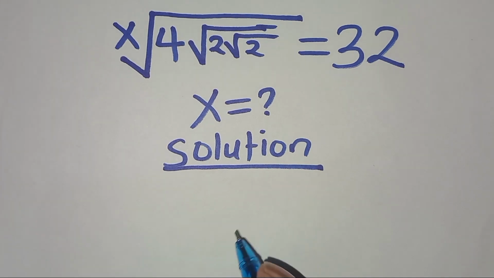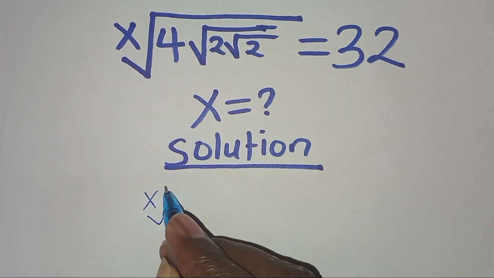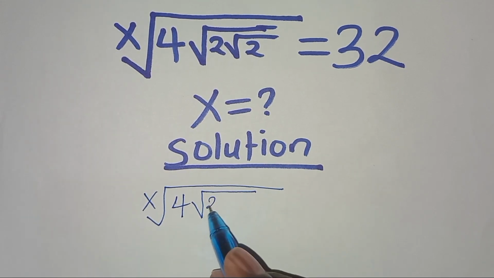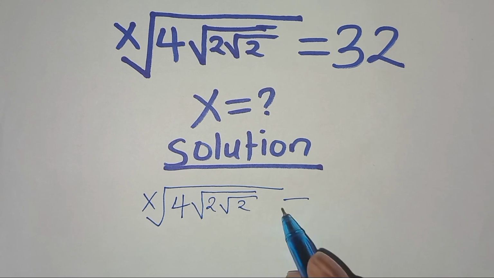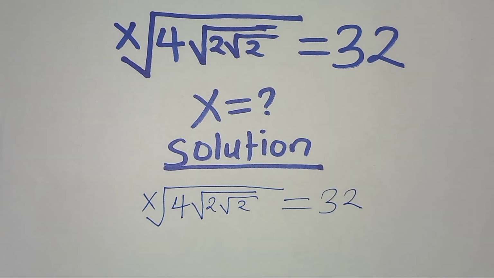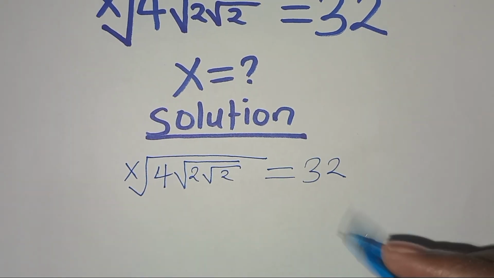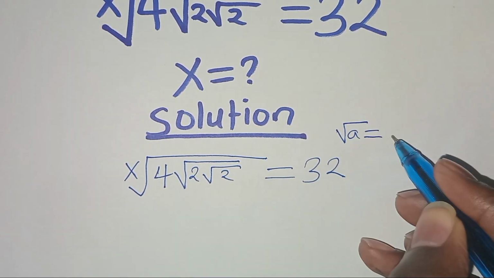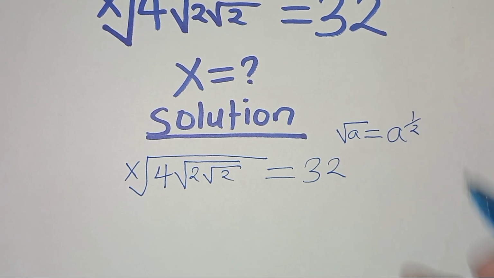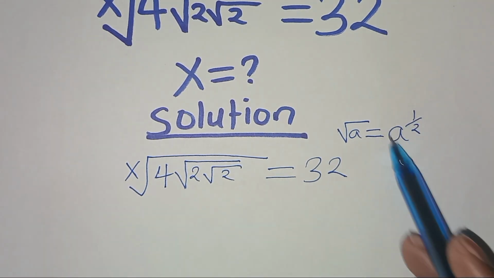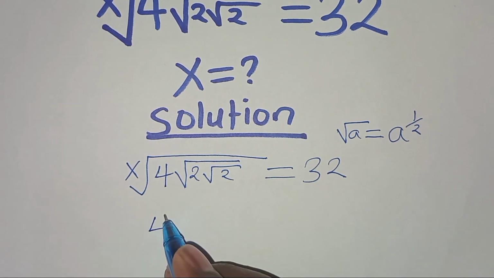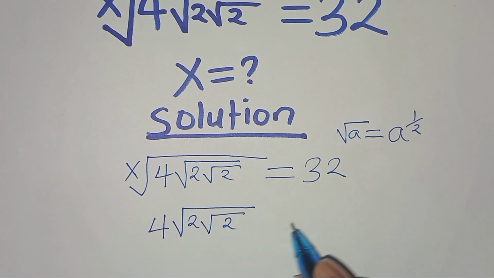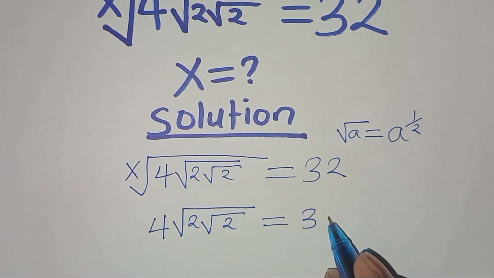Now, solution from here, we have the x root of 4 multiplying by square root of 2 multiplying by square root of 2. This is equal to 32. So what is the value of x? Now, if you're given the square root of a, we can express this as a power half. So applying this property, we can express this as 4 square root of 2 multiplying by square root of 2. This is equal to 32.